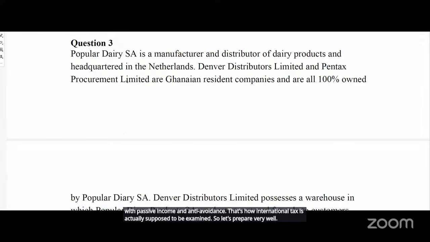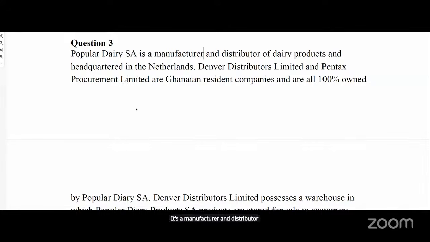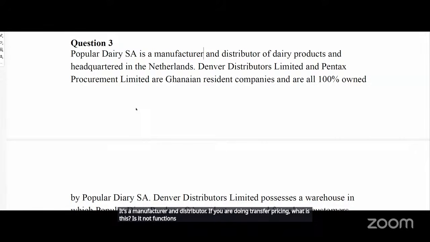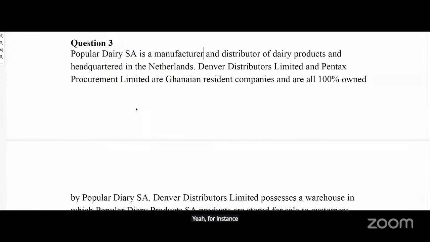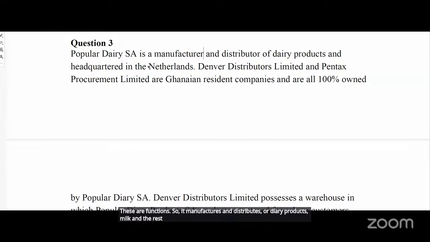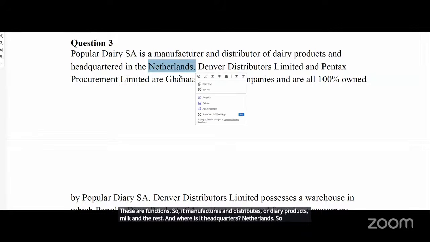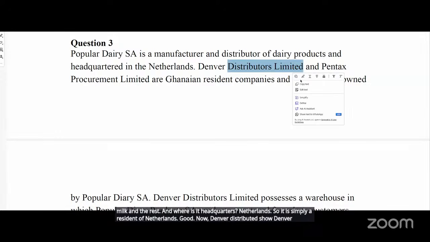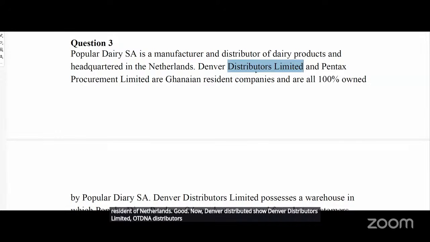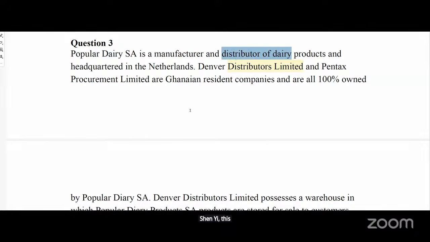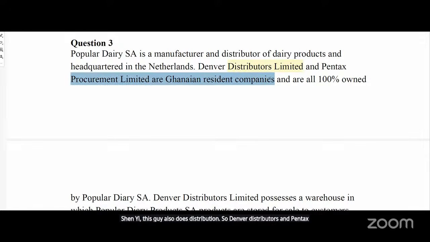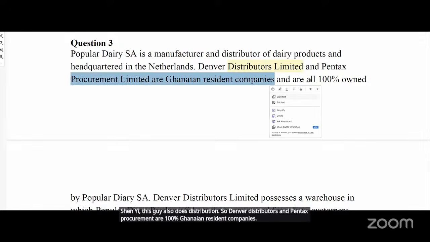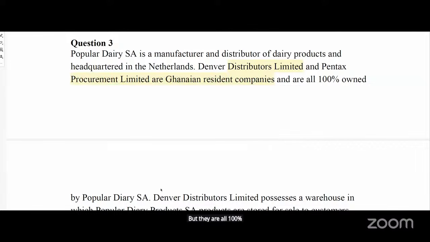So it's a manufacturer and distributor. If you are doing transfer pricing, these are functions. So it manufactures and distributes dairy products, milk and the rest. And its headquarters is in the Netherlands, so it is simply a resident of the Netherlands. Now, Denver Distributors Limited also does distribution. Denver Distributors and Pentax Procurement are 100% Ghanaian resident companies, but they are all 100% owned by Popular Dairy SA.